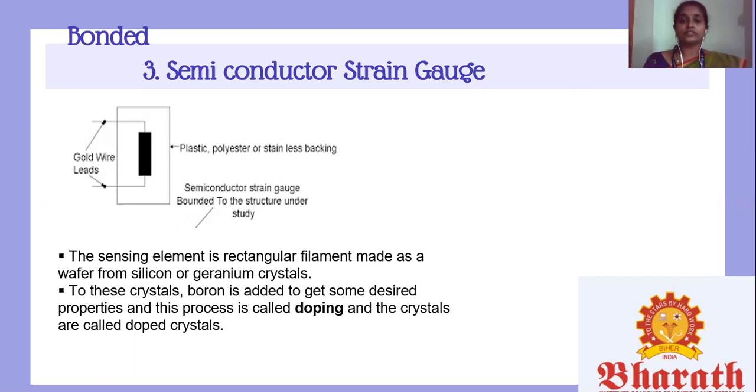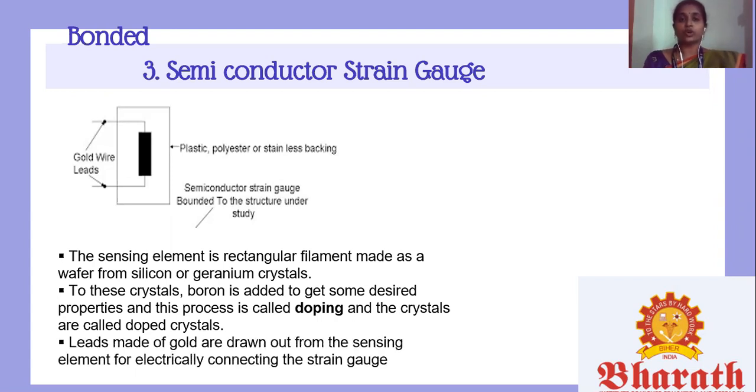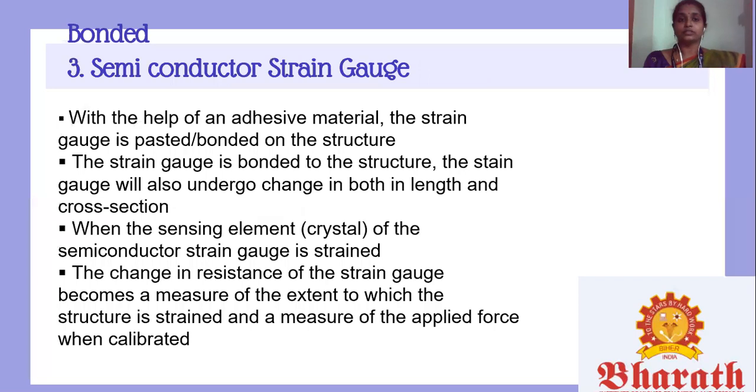Leads made of gold are drawn from the sensing element for electrically connecting the gauge to an instrument like a Wheatstone bridge. Now coming to the operation of this semiconductor strain gauge, with the help of an adhesive material, it is pasted or bonded onto the structure which is under study.